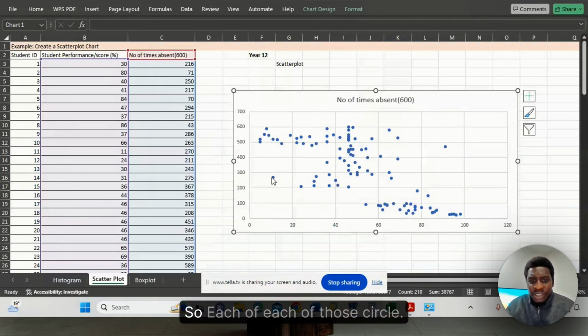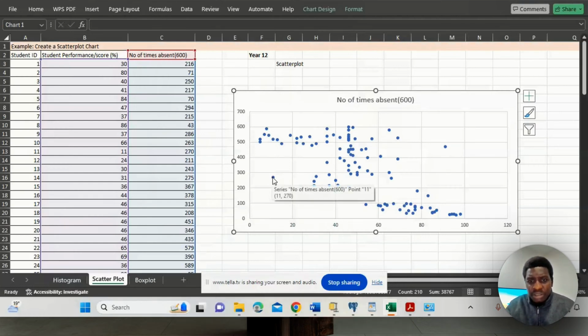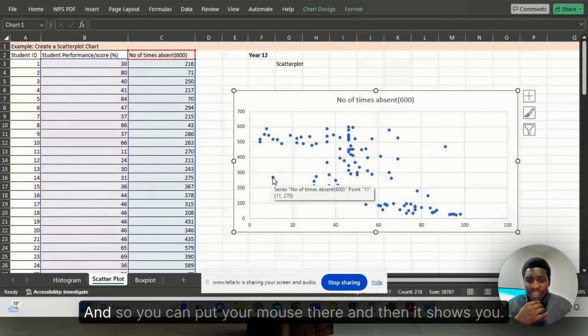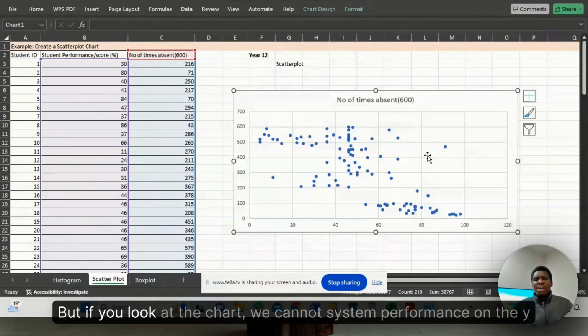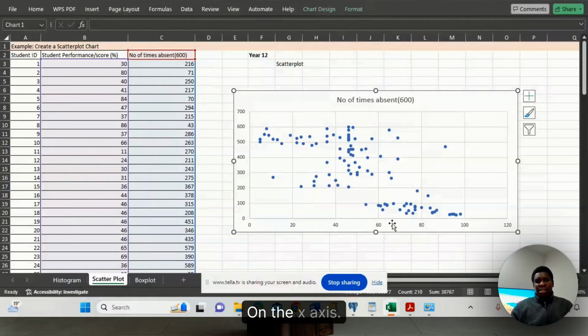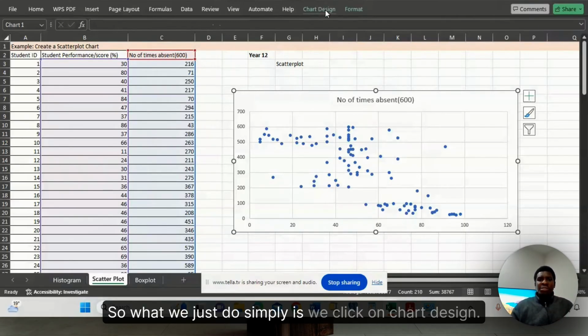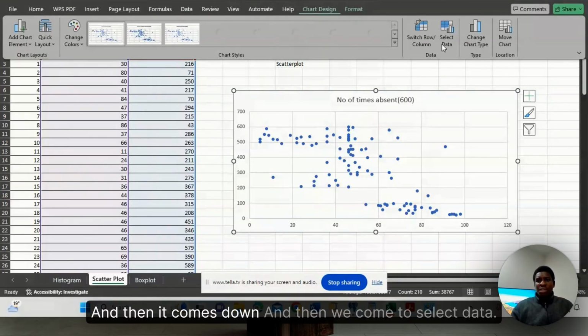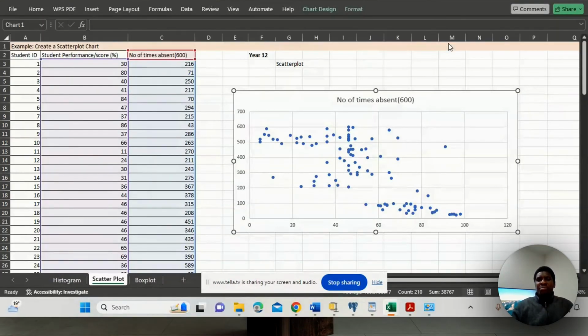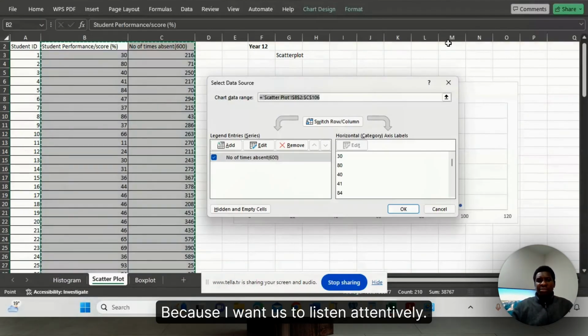Each of those circles denotes a student, and you can put your mouse there and it shows you. But if you look at the chart, we cannot see student performance on the x-axis. So what we do simply is we click on chart design, and then it comes down, and we come to select data. Select data. All right, please, I want us to listen attentively.